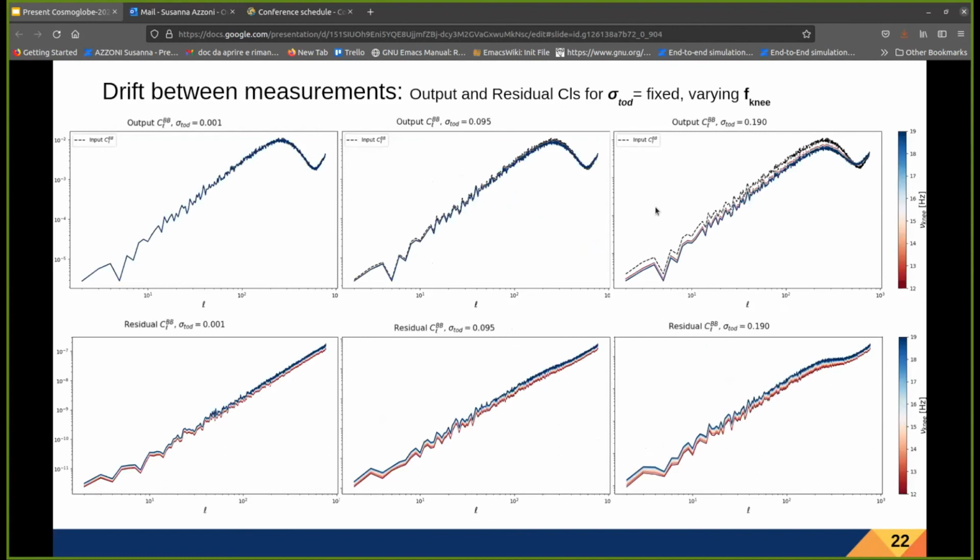So we see again on the power spectra the effect where I fix the value of the sigma TOD and I vary the knee frequency. And the same as before, we see that we have an effect on the auto power spectra and not on the cross power spectra, so only on BB and EE. And we see that if we decrease the knee frequency, then the effect is getting bigger.